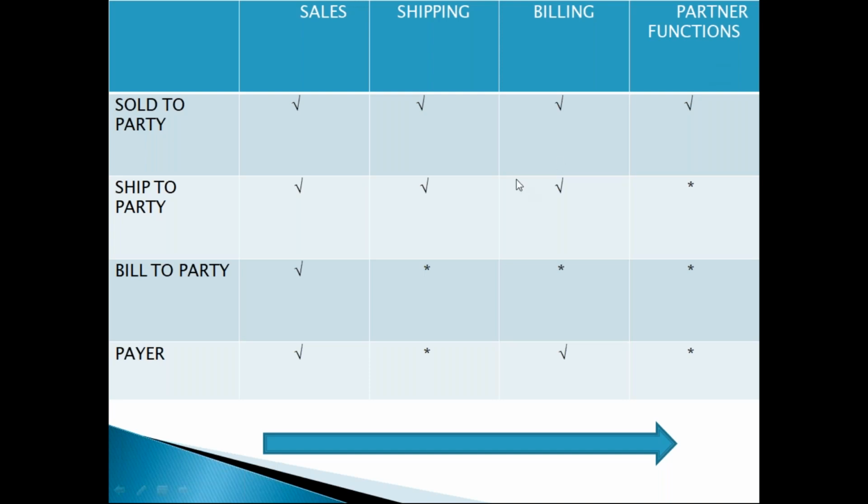Just now I was talking about Amazon. When Amazon wants to reach you, they reach you through your customer ID. Where to ship the product is mentioned in your account. Where to bill is mentioned in your account. From where payments are to be collected is mentioned in your account. So that is the concept of partner functions.